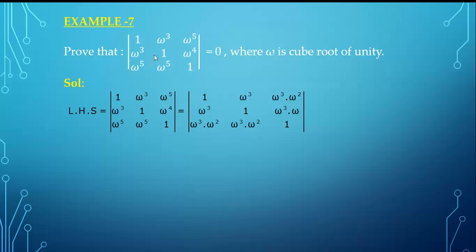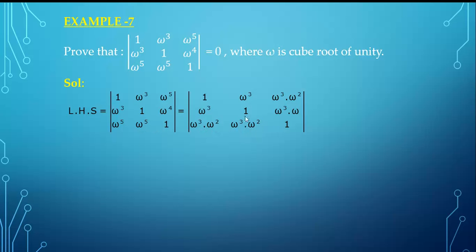So now we apply this here. Here we have 1, ω³, ω⁵. What can we write for ω⁵? We can write it as ω³ into ω². Similarly, this is ω³, 1, ω⁴. We can write this as ω³ into ω, and this ω⁵ we can write as ω³ into ω².